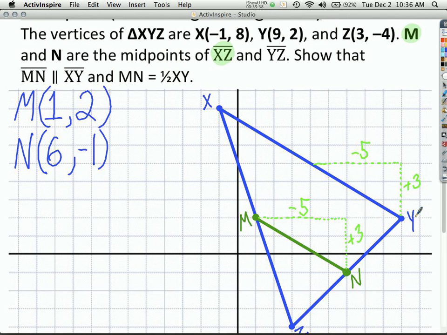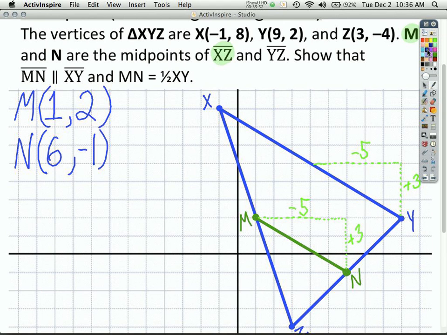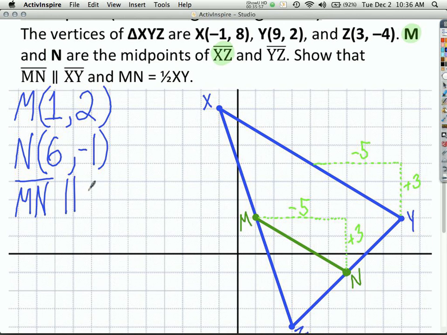So, rise over run. So we can see the slope of segment MN is going to be negative 3/5. The slope of segment XY is negative 3/5. They have the same slope. So we can now say that segment MN is parallel to segment XY because they have the same slope. Anyone have any questions about that?